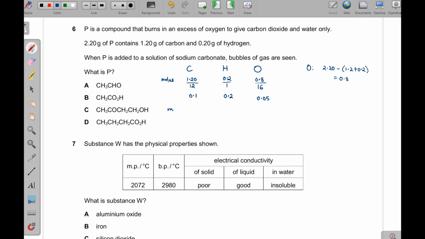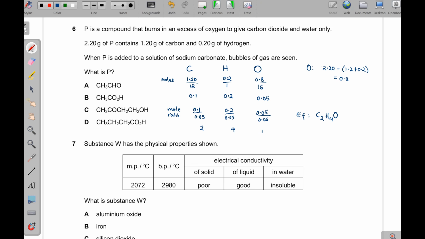Then we get the mole ratio. We divide all through by the smallest value. So 0.1 we shall divide by 0.05. Then 0.2 divide by 0.05. And then also this is 0.05. We divide by 0.05. Of course, this will be a 1. This will be 4. Because 5 goes into 20 4 times, and then 5 goes into 10 2 times. So that means the empirical formula is going to be C2H4O. Remember, the empirical formula can be the same as molecular formula.